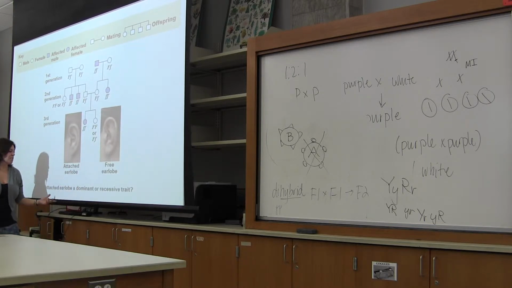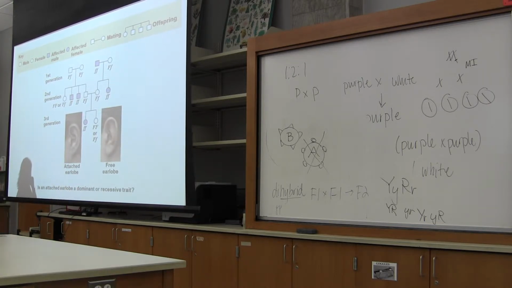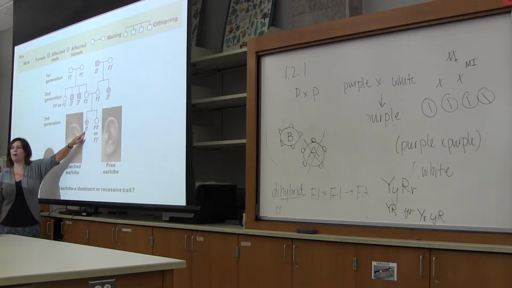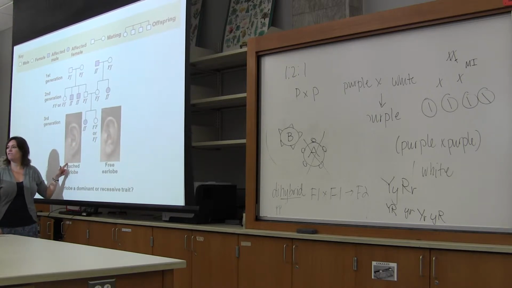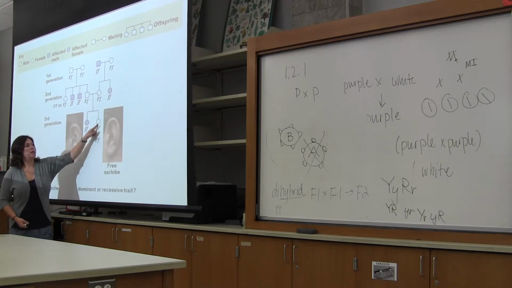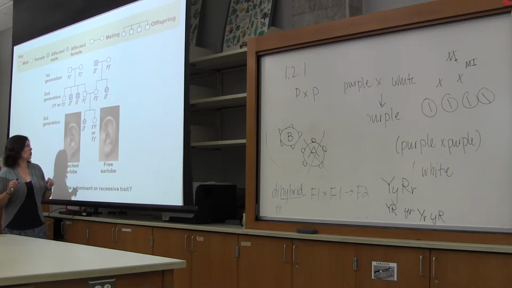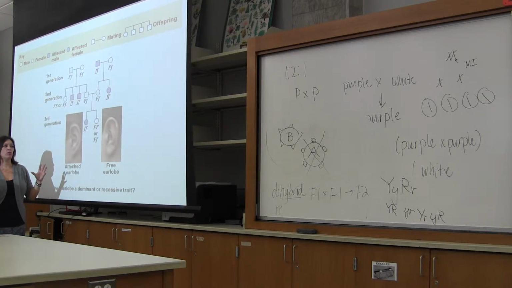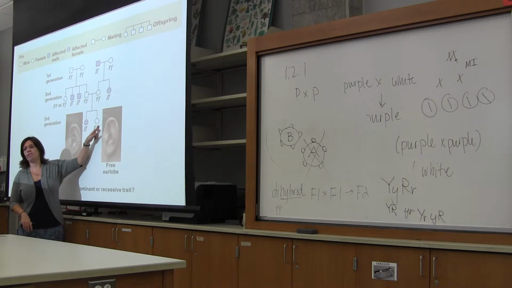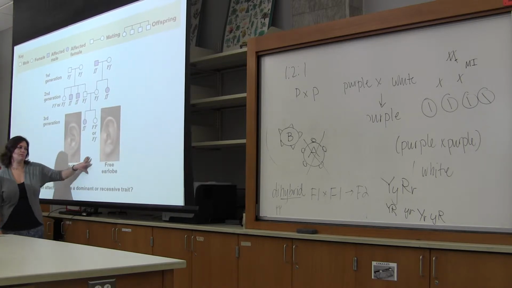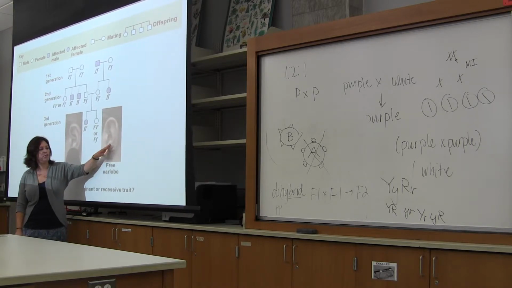So do we think that attached earlobe is going to be a recessive or a dominant trait? Yeah, it's going to be recessive, because you need 2 copies of the recessive allele in order to see the phenotype. Whereas this, you're going to be normal, or free earlobe is considered kind of normal, and so that means you only have to have 1 copy of the dominant allele to remain normal, or to have that free earlobe.